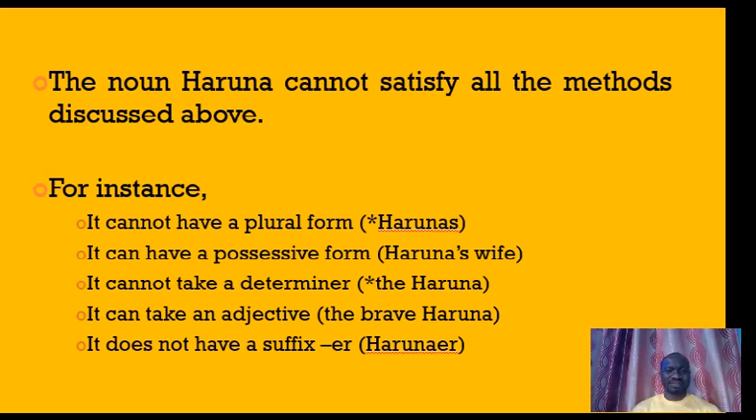It can take the adjective, the brave Haruna. It does not have a suffix, so it cannot take a suffix. So when you see such a situation, please don't say that it is not a noun. It's a name and can be considered a noun, but it is not all nouns that can take all the identification skills that we have given right now of noun.